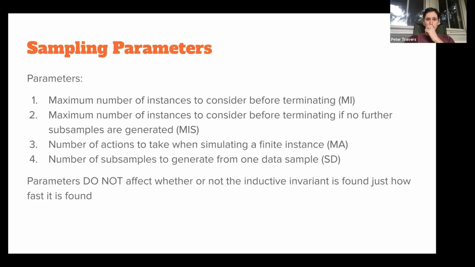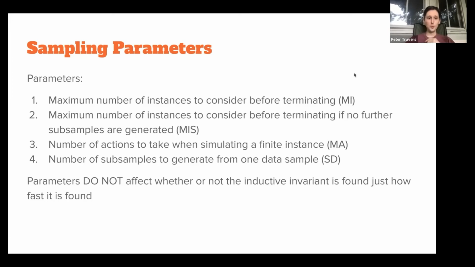Awesome. Okay, so we have this set of sampling parameters. They don't actually affect whether or not the inductive invariant will be found, but they change the speed at which we find it. So we have the maximum number of instances we want to consider before we terminate. We have the maximum number of instances considered before terminating if no further subsamples are generated. And we have the number of actions to take when simulating a finite instance, and the number of subsamples to generate from one data sample.